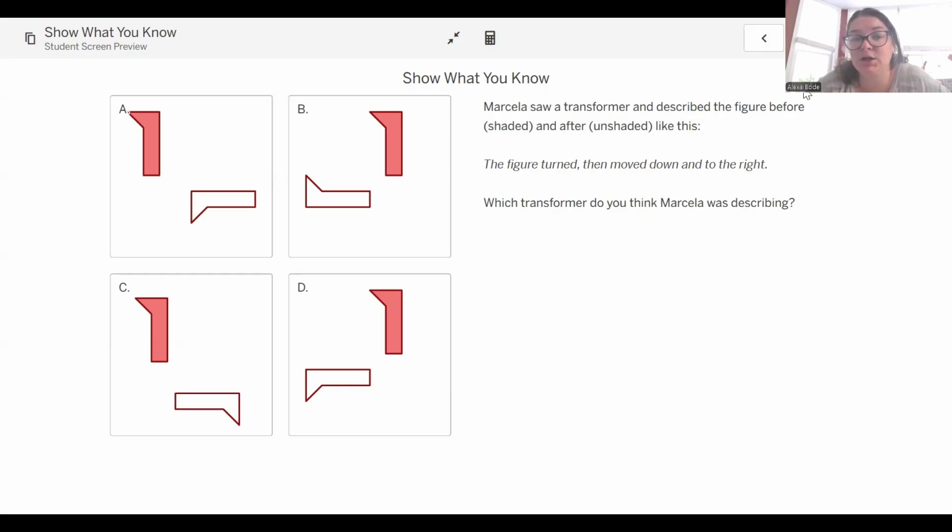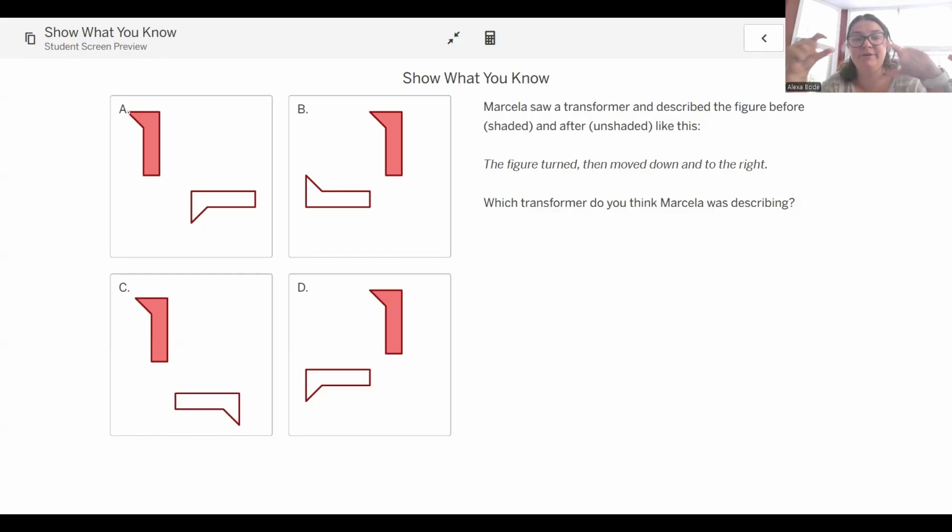So what would that look like? Which of these looks like it has turned, the shape has turned one way or the other, and then it's moved down and to the right. The way that I like to think about it, if I'm given the description and then I have to figure out which one it is, I kind of like to go backwards.